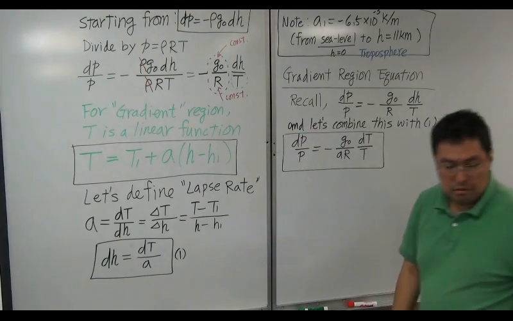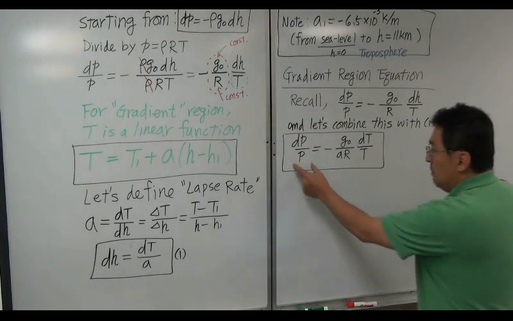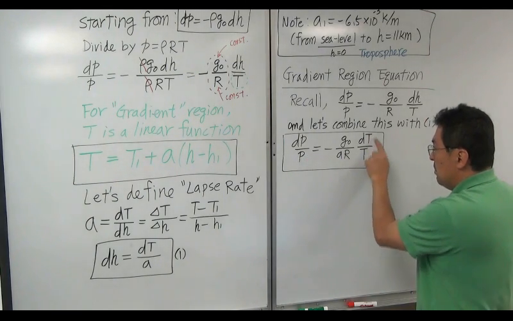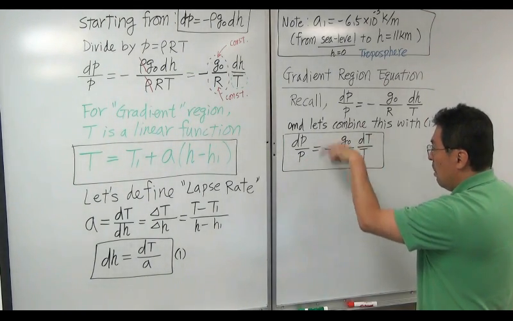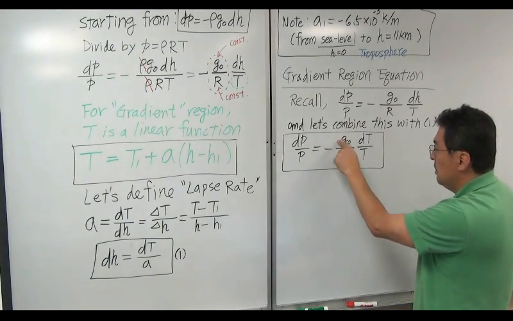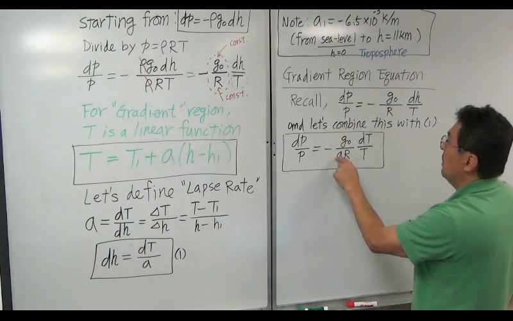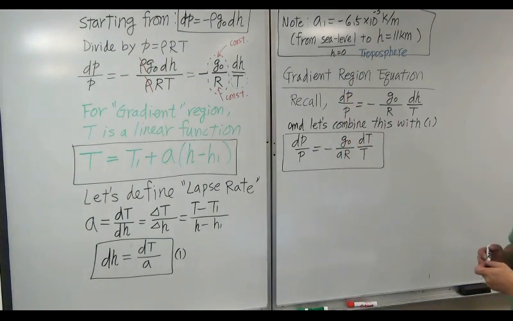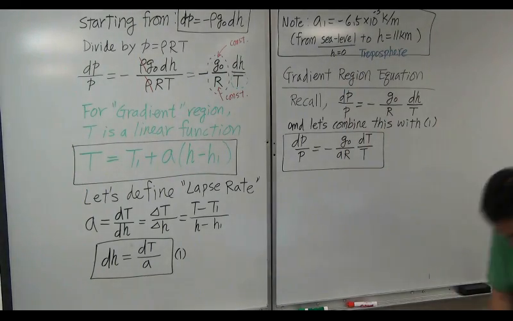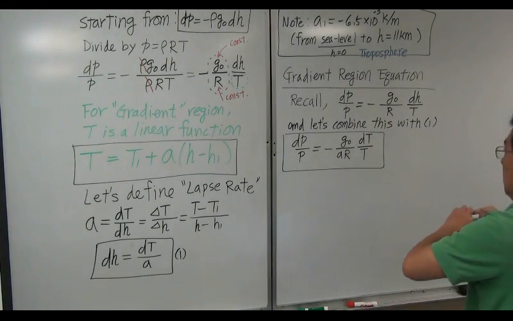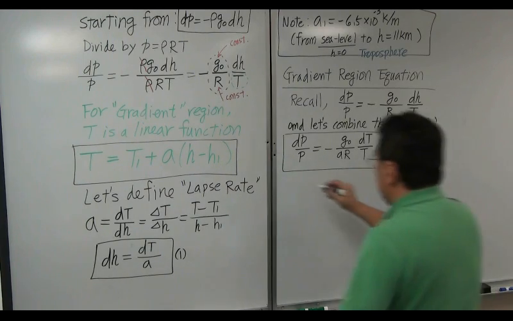So let's just take a close look at this equation. Left-hand side is all function of pressure. Right-hand side is all function of temperature. This thing is all constant. This is a constant gravity at sea level G0. This is the gas constant. This is the lapse rate. It's also constant within the gradient region. Right? So we can integrate this equation. All right. So let's do that.